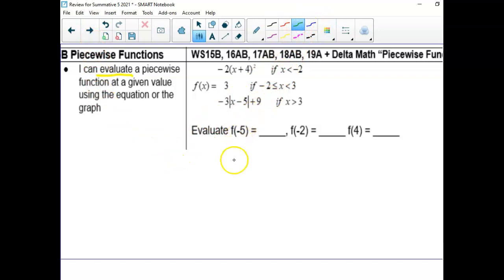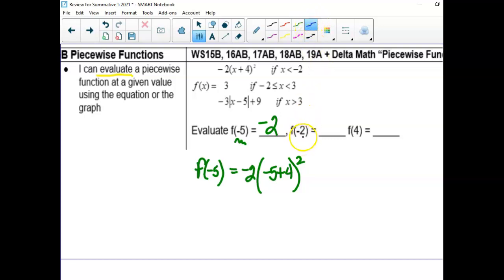Oh my goodness. Okay, piecewise. This first one is just simply evaluate. So if I put in a -5, which rule does it go in? Everybody good that it's the first one? So f of -5 is -2 times (-5 plus 4) squared. You can type that in your calculator if you need to. I'm thinking it should be -2, because -5 plus 4 is -1, but when you square it, it becomes +1, times that -2 out front. Anybody getting that? Okay.